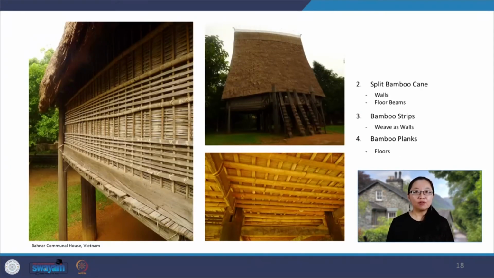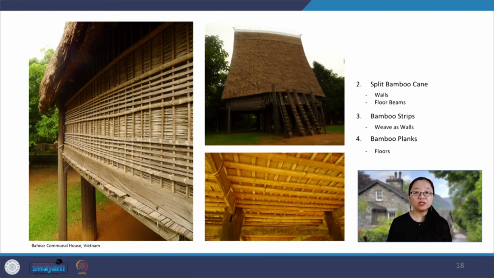Another example of bamboo use in vernacular architecture is the Bahnar communal house of the Central Highlands in Vietnam. These communal houses are towering wooden houses with bamboo floors and walls that are built on stilts that can reach up to 100 feet in height. The roof here is made of straw. The rafters are made of circle-shaped pieces of wood instead of square ones.